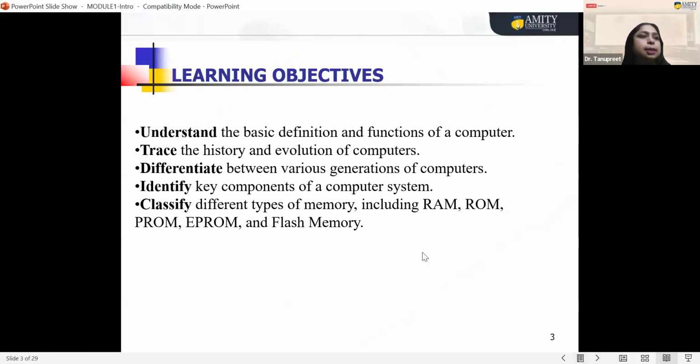At the end of this class, you will be able to understand the following. First of all, what is a computer? This is an electronic device capable of taking an input, processing, and then giving output. We are also going to discuss in today's class the evolution of computers, how you can differentiate between the various generations of computers, what the various components are, and how you classify the different memories. For example, what is primary memory and what is secondary memory? This is going to be your learning objectives for today's class.